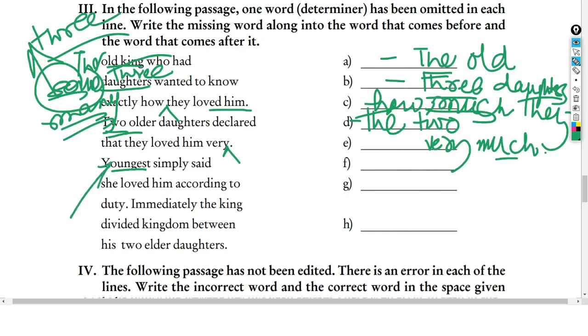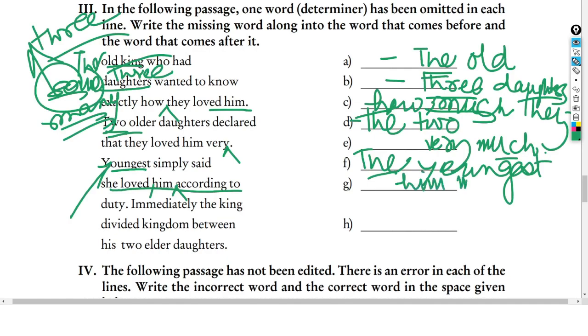Youngest, simply said. Youngest, here you have seen this is the degree. This is the superlative degree, and therefore before superlative what will come? The determiner that will come is 'the'. Therefore the youngest simply said she loved him according to duty. What will be the missing word here? She loved him according to duty. She loved him. After him, if you are putting much, then you are writing according, then it will be okay. She loved him much according to duty. Immediately the king divided the kingdom between. According to, here you will see 'the' will come: the duty. 'The' will be the word.